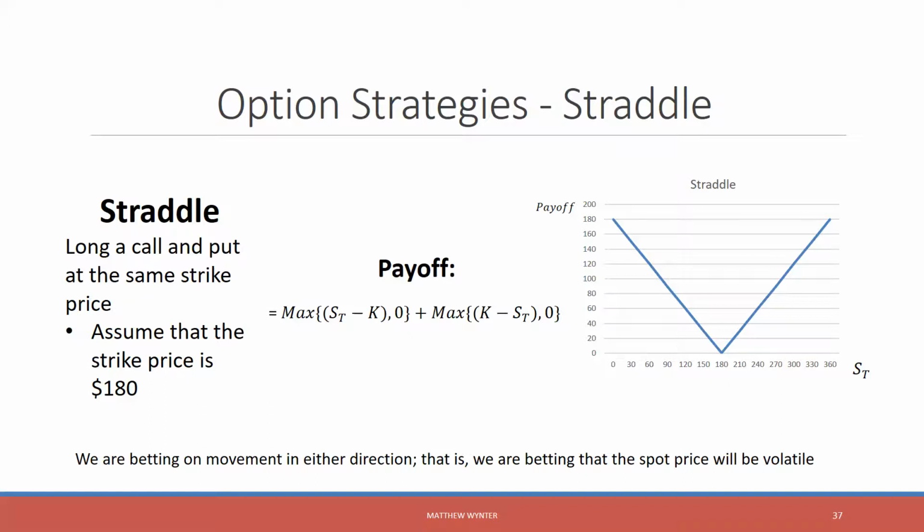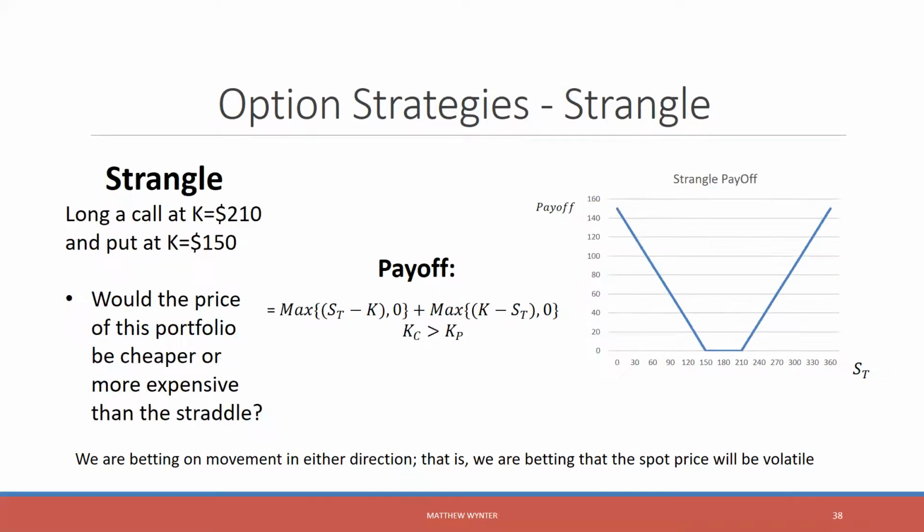Notice how as long as the spot rate at maturity is anything below 180, then we get the payoff from our put. If it's above 180, then we get the payoff from our call. So we're really betting on movement in either direction. Essentially, we're betting that the spot rate will be volatile.